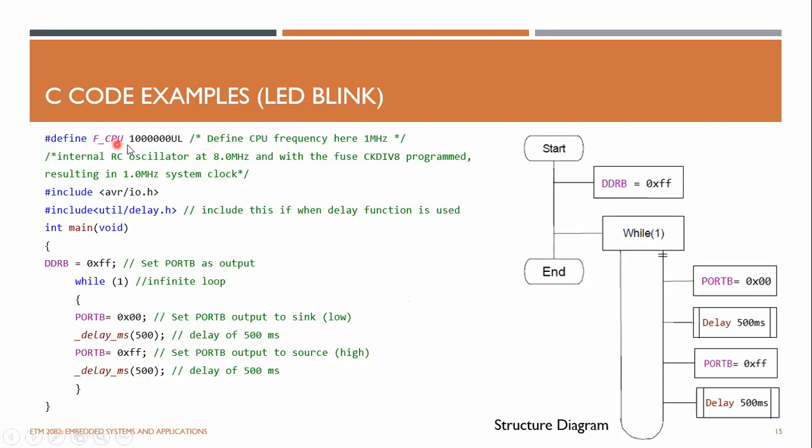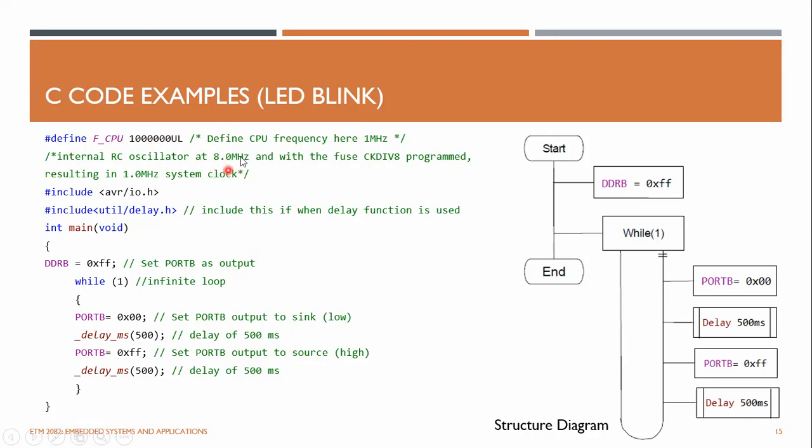First, you have to define the CPU clock frequency. This is how you write it in the program: define F_CPU frequency in hertz. You don't need to worry about that term. The Atmega328P comes with an internal RC oscillator of 8 megahertz, and with the fuse clock division by 8 programmed, resulting in a 1 megahertz system clock. That is why I have used 1 megahertz rather than 8 megahertz.